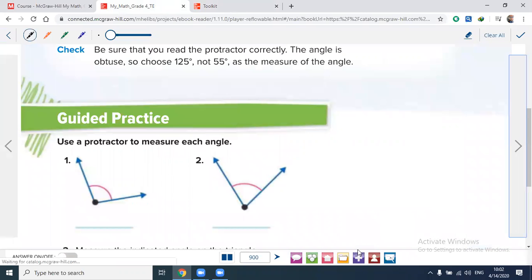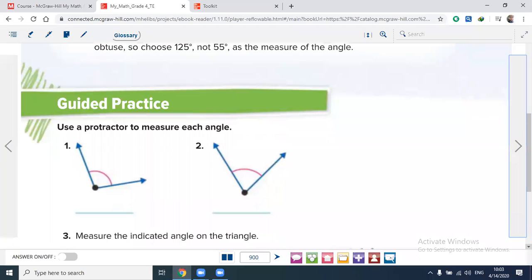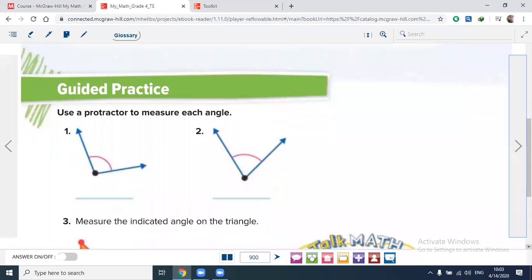Here I have number 900. This practice says, use your protractor to measure each of these angles. Use a protractor to measure each angle. I can use the protractor to measure this angle, as we learned. To measure this angle, it would be like this.